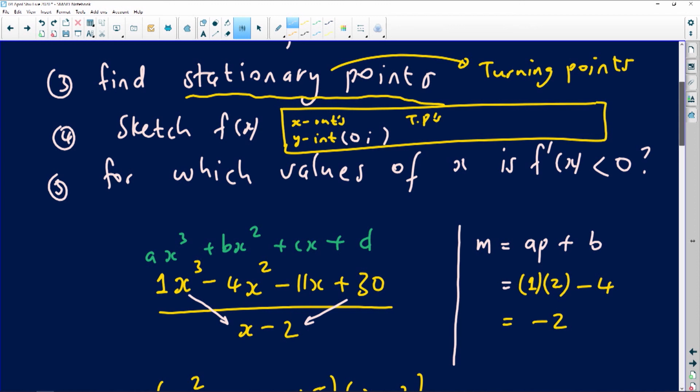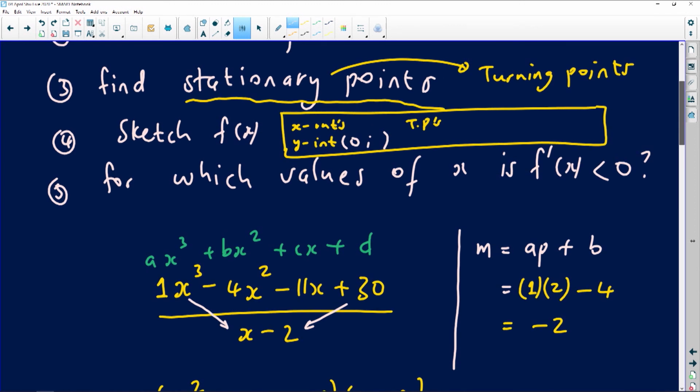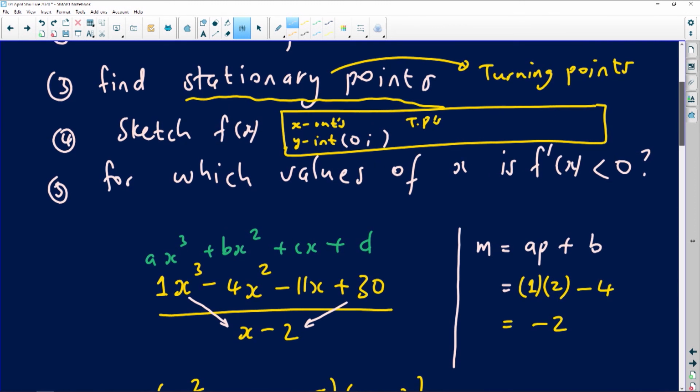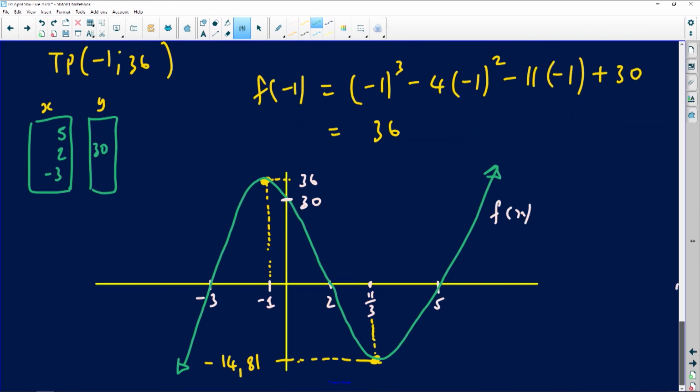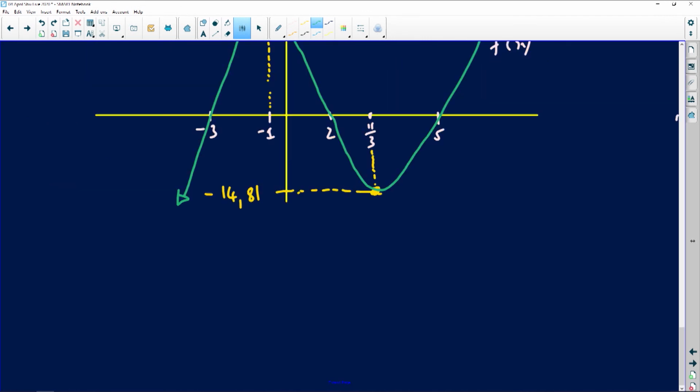They're saying for which values of x is the derivative less than 0? For which values of x is the derivative less than 0? Beautiful people, here they are asking you, where is the derivative less than 0? Let me go to the graph and do it graphically. I can do it algebraically, but I want to do it graphically for the benefit of you guys.